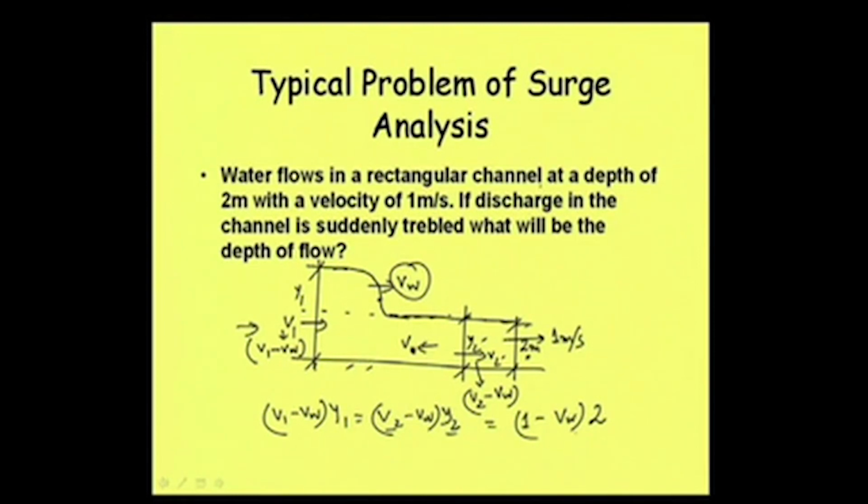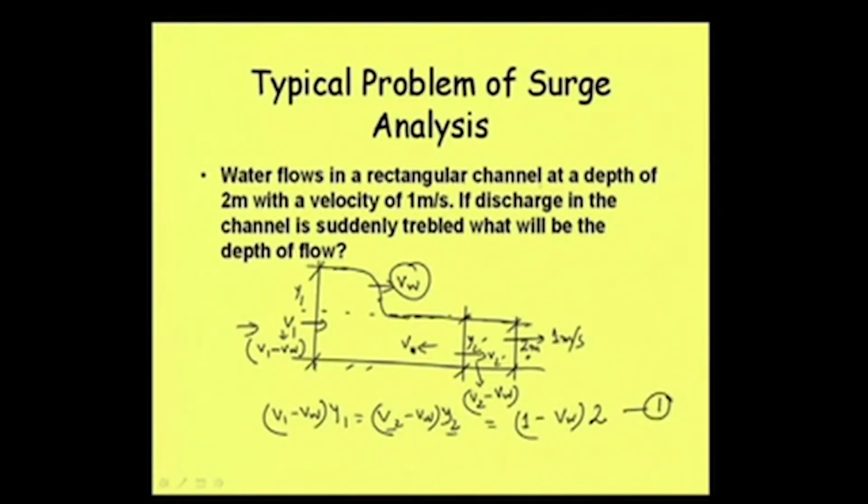Then we can write the momentum equation. Let me give a number to this equation. Say this equation is 1. Then the momentum equation is half of rho g (y1 square minus y2 square) is equal to rho (v2 minus vw) into y2, and this part is actually the discharge, and then it is v2 minus v1. That is what we are getting.